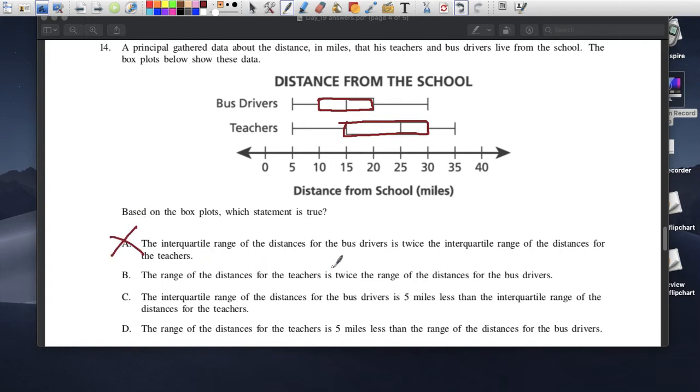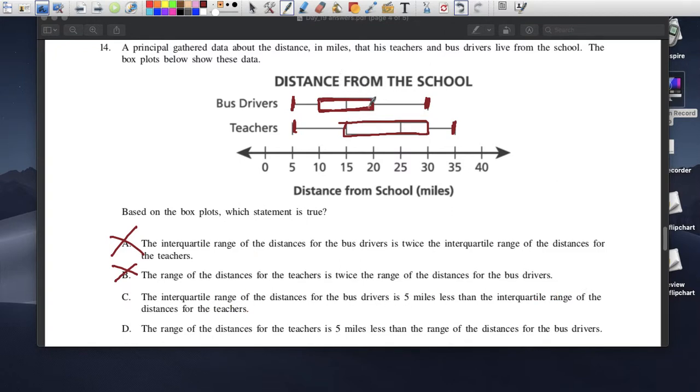The range of the distance for the teachers is twice the range of the distance for the bus drivers. So again, if you look at the range of the bus drivers, it's from here to here, and the range of the teachers is from here to here, and they're saying that's twice as big. Not true. And the interquartile range of the distance for the bus drivers, which is this right here, is 5 miles less than the interquartile range distance for the teachers.